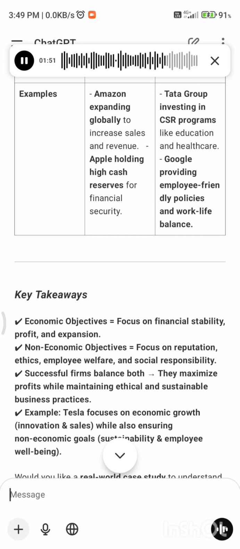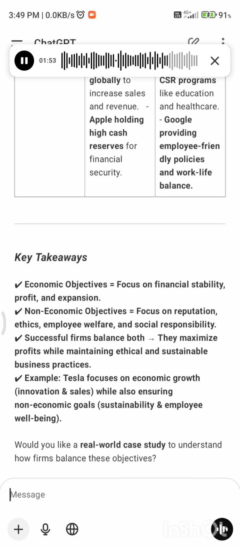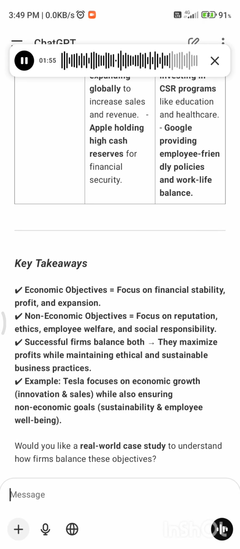Key takeaways: economic objectives: focus on financial stability, profit, and expansion. Non-economic objectives: focus on reputation, ethics, employee welfare, and social responsibility. Successful firms balance both. They maximize profits while maintaining ethical and sustainable business practices. Example: Tesla focuses on economic growth, innovation, and sales, while also ensuring non-economic goals, sustainability, and employee well-being.